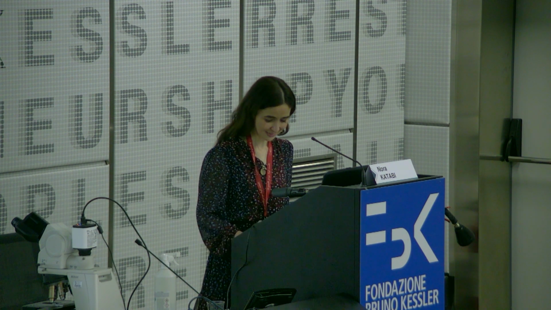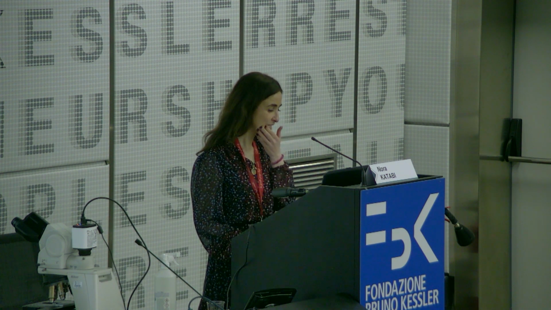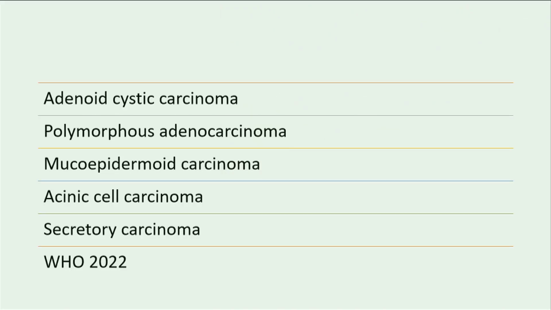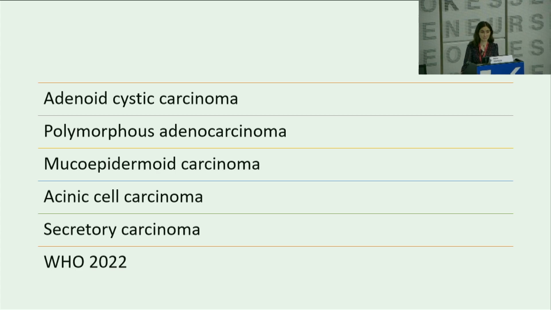So in the second part of the presentation, we're going to discuss different entities. We'll talk about adenoid cystic carcinoma and how to differentiate it from polymorphous adenocarcinoma. We will discuss the diagnosis of mucoepidermoid carcinoma. We will also talk about secretory carcinoma, and we will finish with a brief update on the current fifth edition of the WHO.